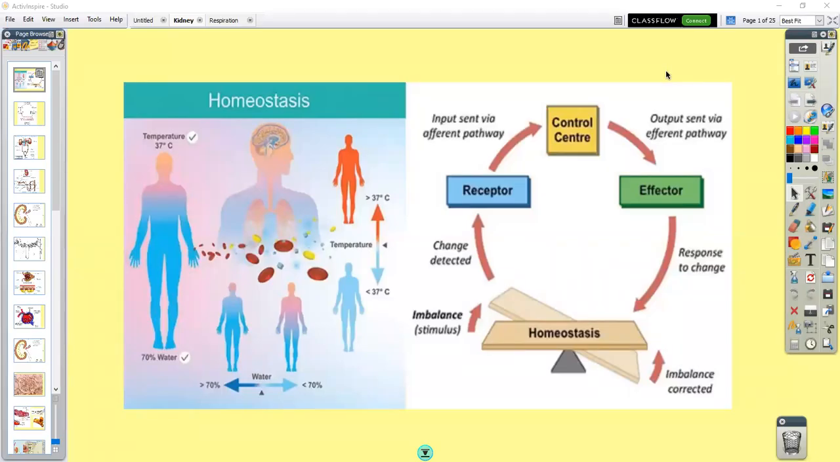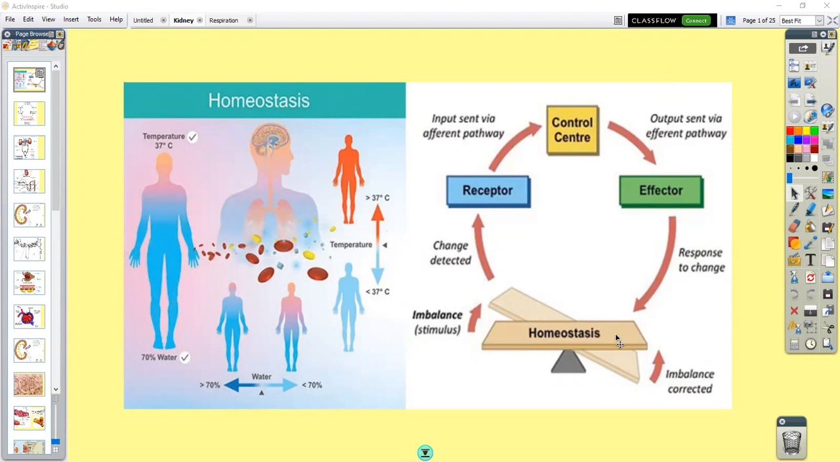Okay, so today we're going to look at A2 homeostasis and the kidney. In terms of homeostasis, that is about keeping things balanced. So you can see this seesaw is often used. We want a nice, even, balanced seesaw, everything controlled. So homeostasis is about controlling things within the body.